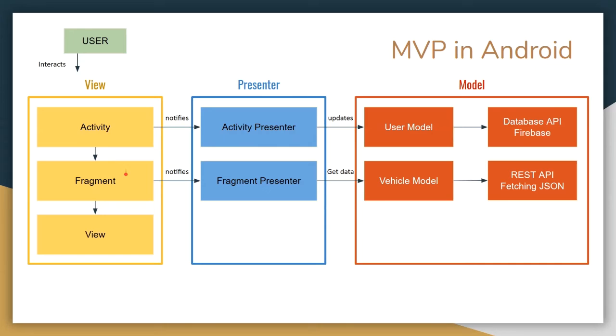For this portion with the fragment, it performs the same operation as an activity, where it will notify the fragment presenter. And this fragment presenter, in this case, we're just going to be using it to fetch data. We're going to use an API call to fetch data from a vehicle model. It's going to be a REST API where we're going to be returning JSON.